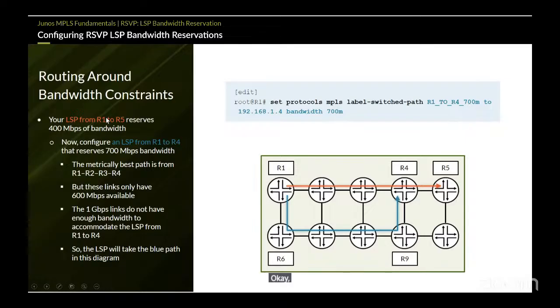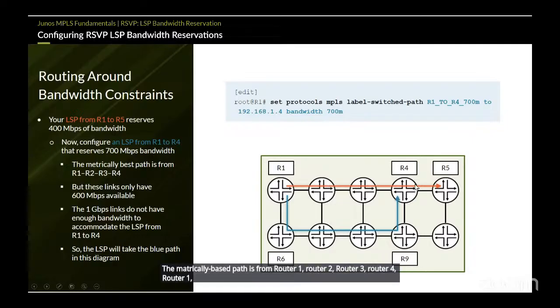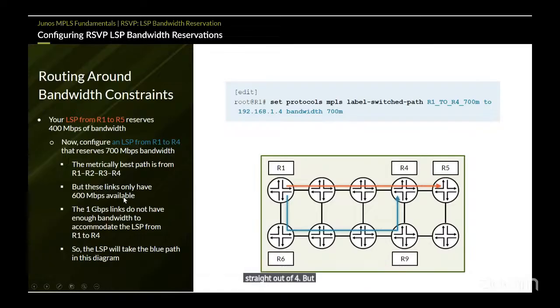Okay, what happened now? Routing around bandwidth constraints: your LSP from router 1 to router 5 reserves 400 Mbps of bandwidth. Now configure an LSP from router 1 to router 4 that reserves 700 Mbps. The metric-based path is router 1, router 2, router 3, router 4. But these links only have 600 Mbps available. You can't make this LSP with 700 Mbps, okay? Because you have only 600 Mbps left. The 1 Gbps links do not have enough bandwidth to accommodate the LSP from router 1 to router 4.